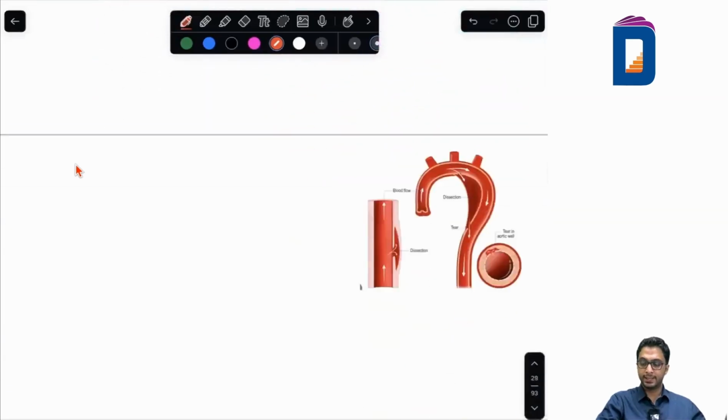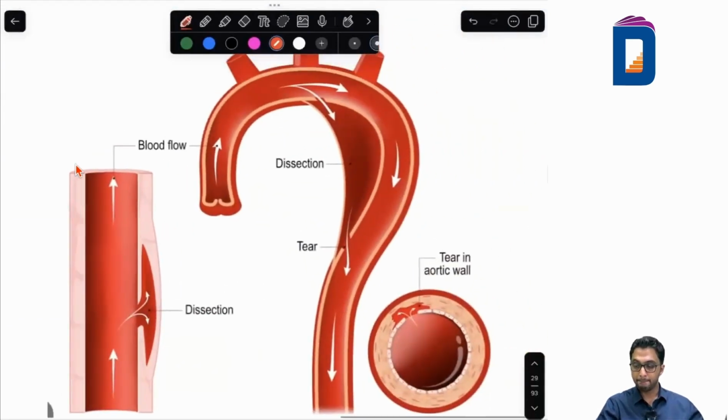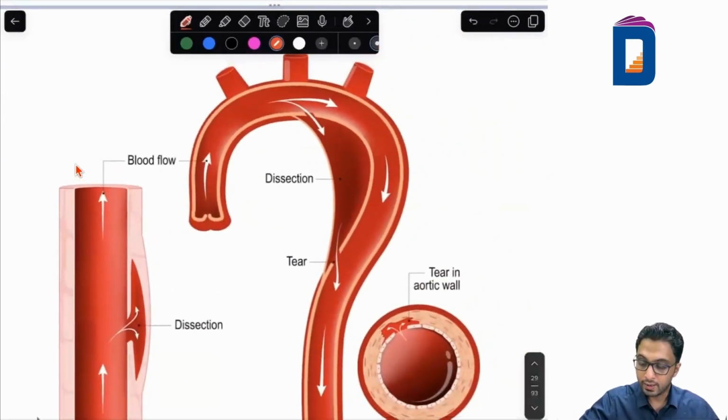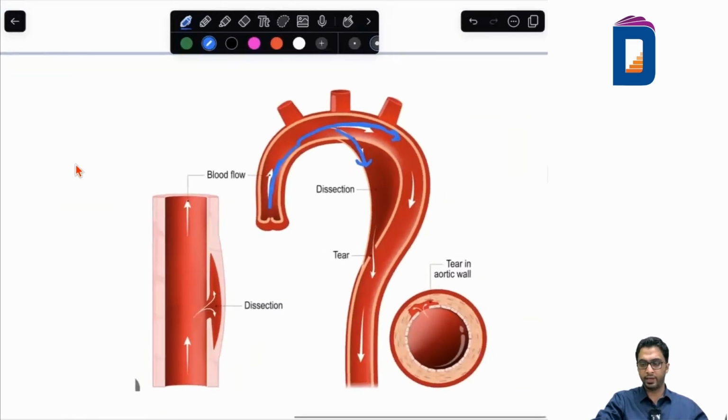Yes, this is a typical picture you can see here. I think I'll use blue. So normally this is the blood flow. What happens is that another false cavity is being created, which causes the blood to flow into that, leading to this particular problem. That is a pseudo-lumen creation. Yes, this is it, this one you can call it.